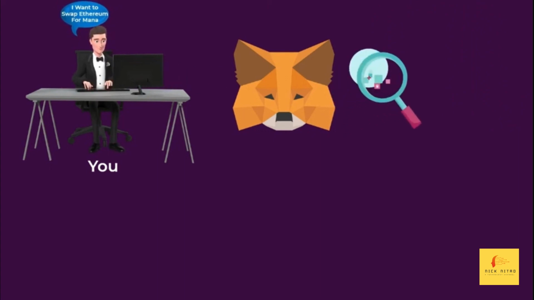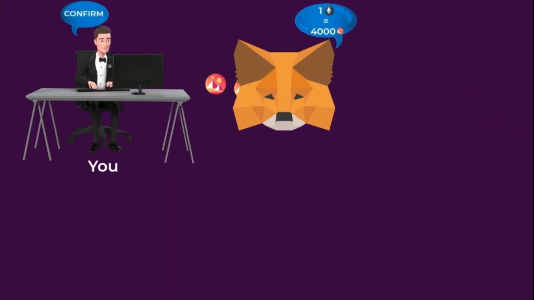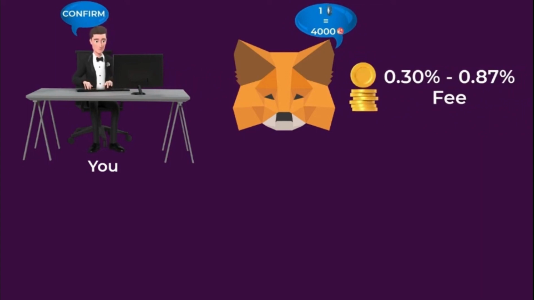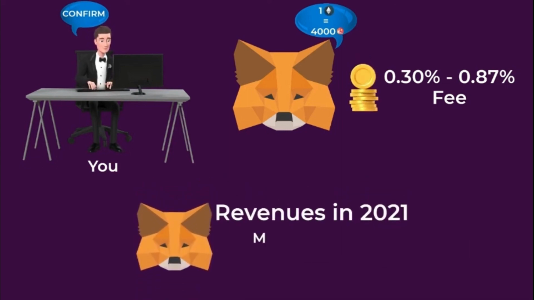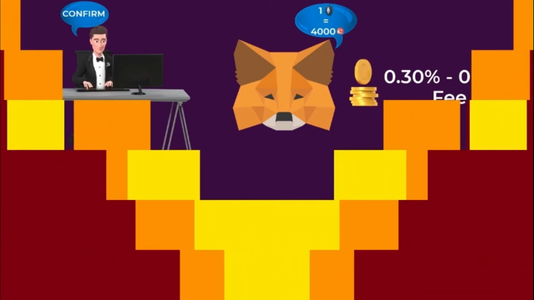Metamask automatically searches available exchanges and tries to get you the best prices, and it charges a fee here also that ranges from 0.3% to 0.87%, which is how Metamask makes money. These fees may seem small, but they add up with a lot of users using Metamask every day. In fact, they generated more than $200 million in revenues in 2021.